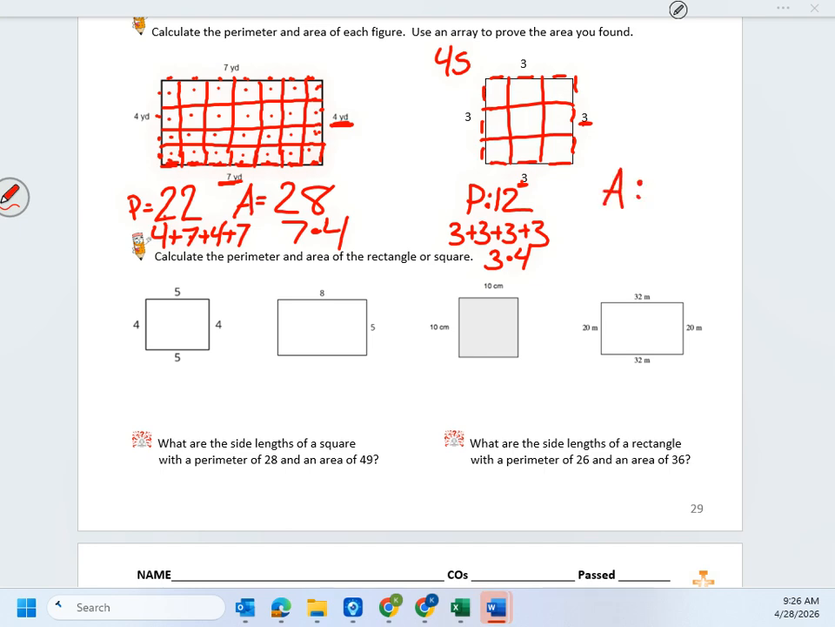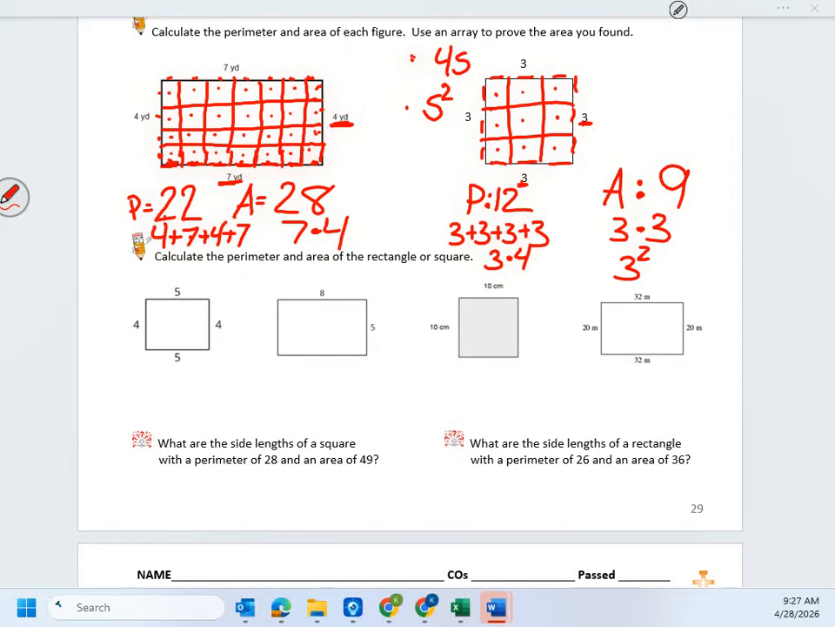To find the area, we count how many squares are inside. 1, 2, 3, 4, 5, 6, 7, 8, 9. So we have an area of 9. We can also say that by 3 times 3, or we could say side squared, 3 squared, because it's 3 times 3. You can only do these two with the square because all 4 sides are congruent.